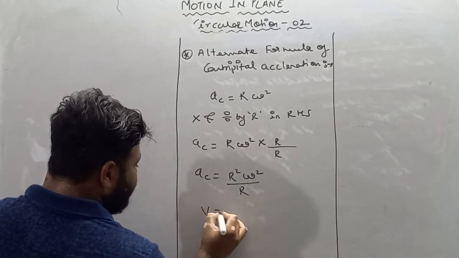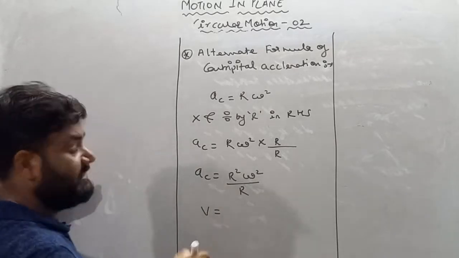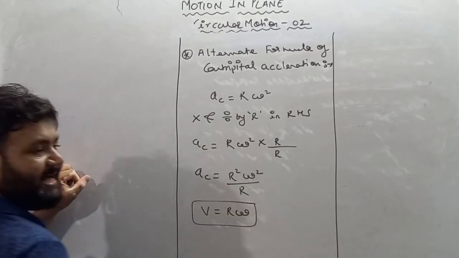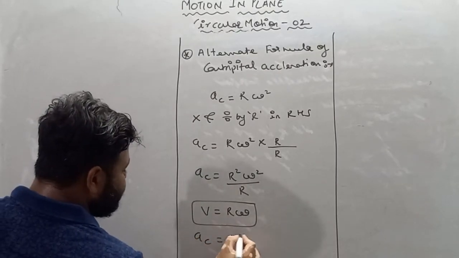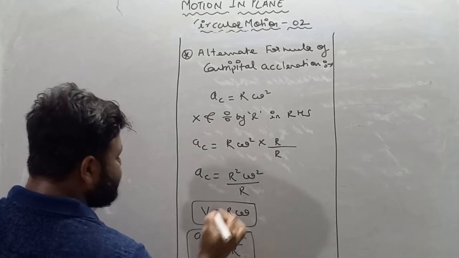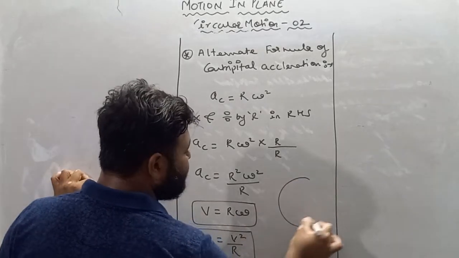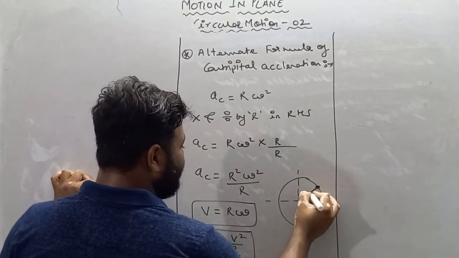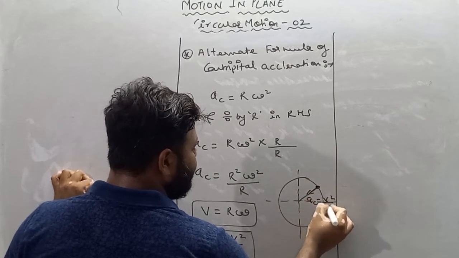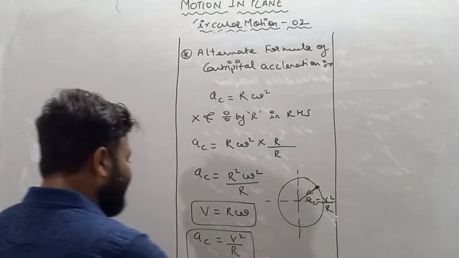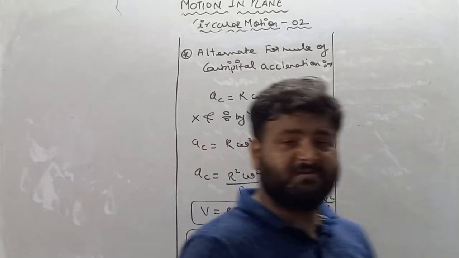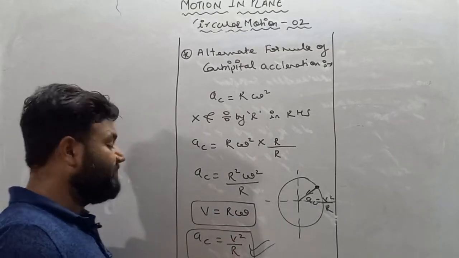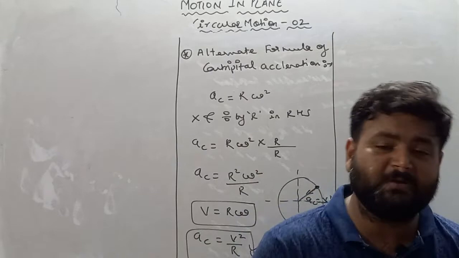Now we all know that the magnitude of linear velocity is r omega. Velocity is r omega. So what we'll get? AC is equal to v square by r. Remember this thing, v is linear velocity. So we get another formula of centripetal acceleration. It is towards center and the value is v square by r. This is again a very important formula. Most of the time we use this formula for centripetal acceleration. Remember this formula, my dear student.